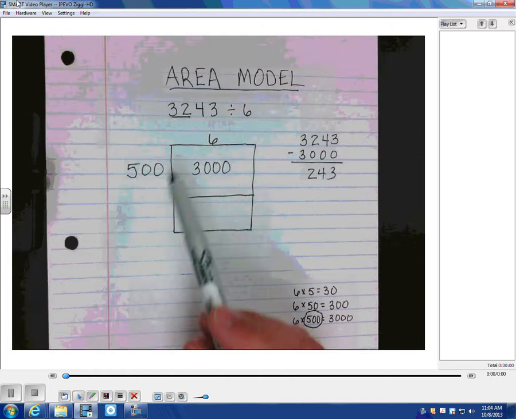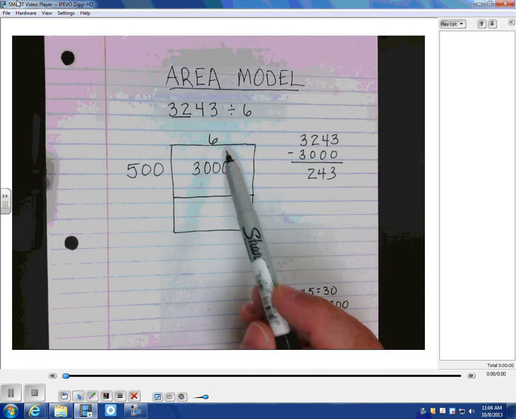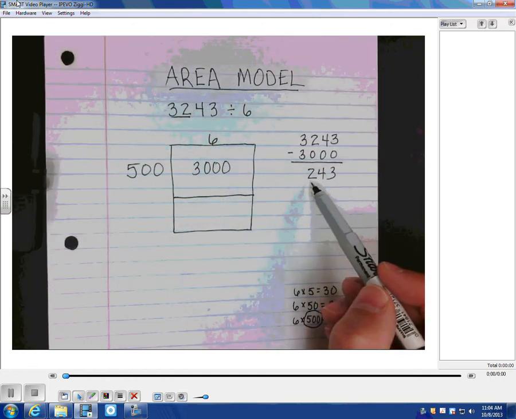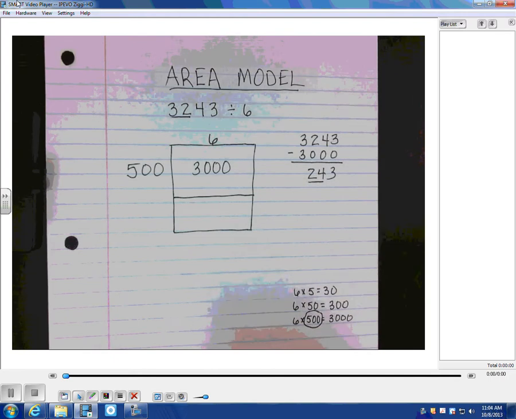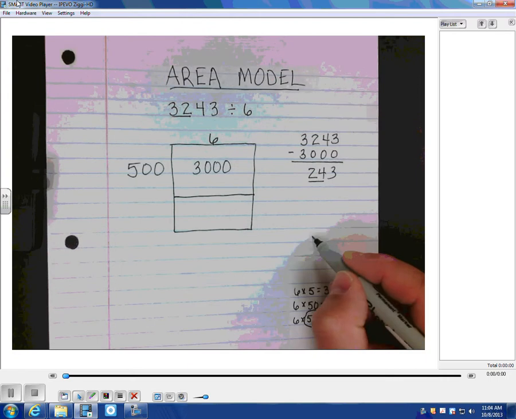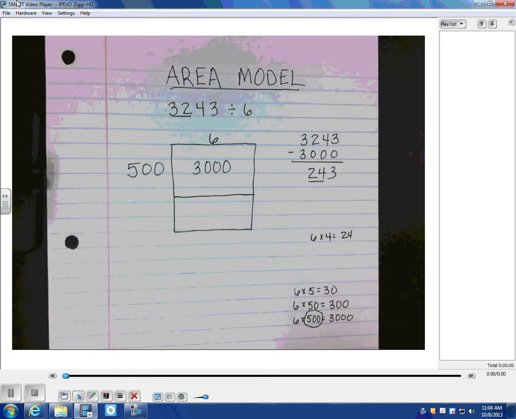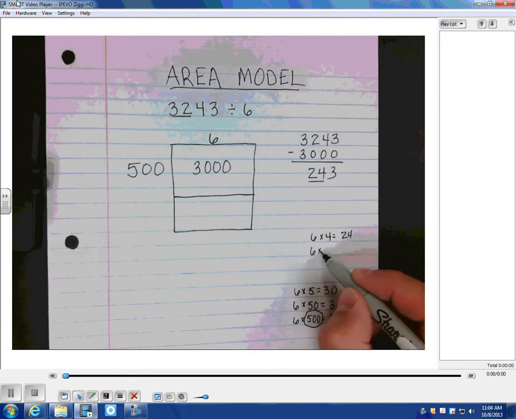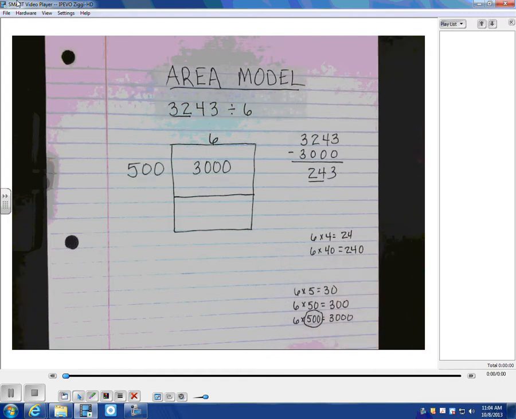Now I'm going to start that whole process over again. So instead of using 3,243, this time I'm going to use 243. So I ask myself, can 6 go into 2? The answer is no. Can 6 go into 24? The answer is yes. And I know that 6 times 4 equals 24. If I use my powers of 10, 6 times 40 equals 240. Okay? And I know I'm trying to get to 243. 240 is really close to that.